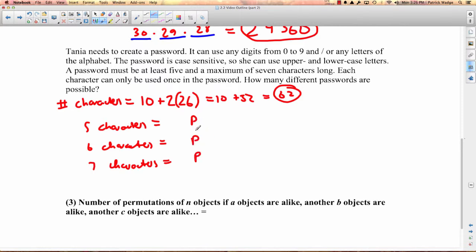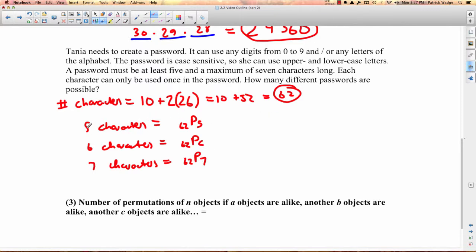So here's my permutation. What number goes in the front here? How many objects are you arranging? You have 62 distinct objects, so it's going to be 62 and 62 and 62. The only difference is in this first one, when you have 5 characters, you're going to order 5 of those 62 distinct characters. In this part, you're going to order 6 of those distinct 62 characters, and this one 7.